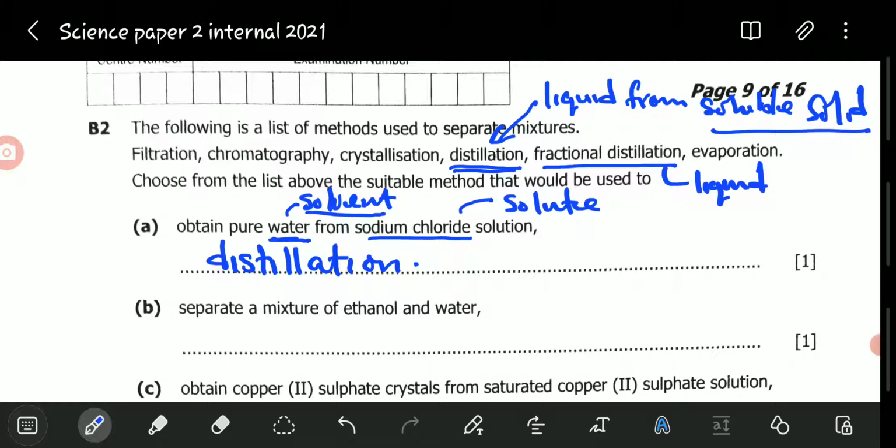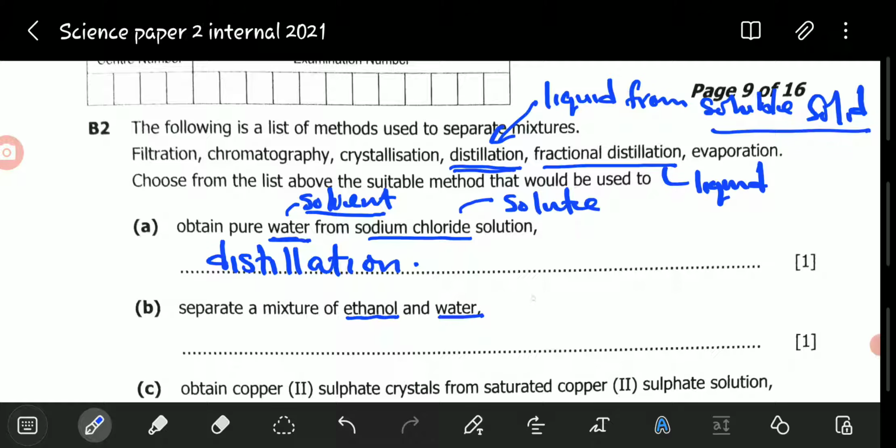B. Separate a mixture of ethanol and water. Again, ethanol is a liquid belonging to the family of alcohols, and we've got water. So these two are miscible. It means that when you mix water and ethanol, there is no clear distinction on which is the water and which is ethanol. So they mix uniformly.